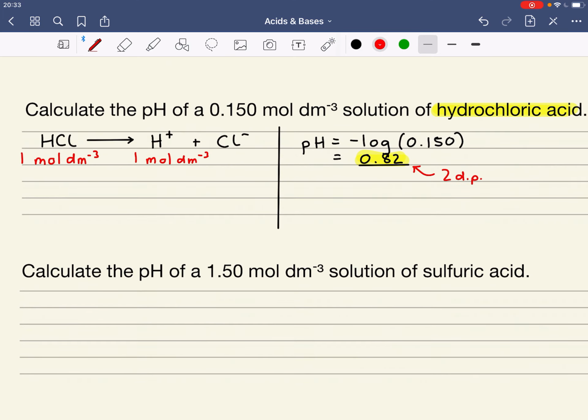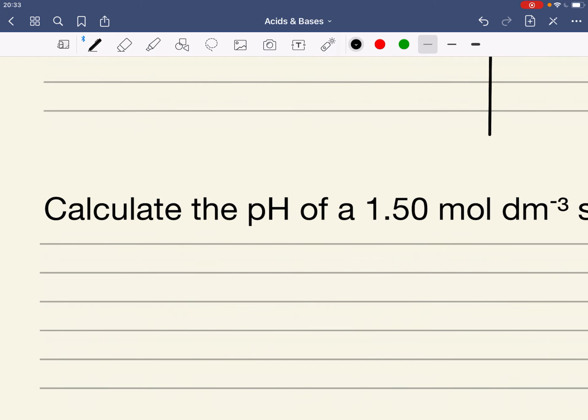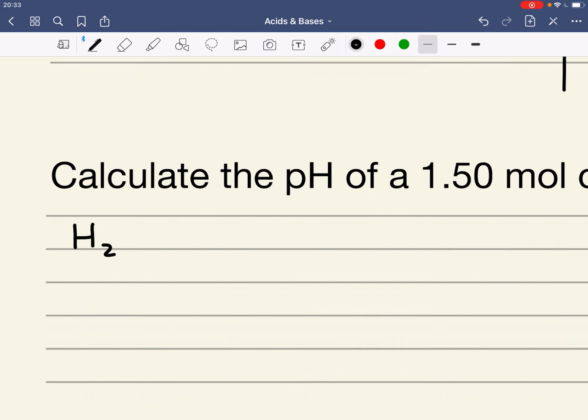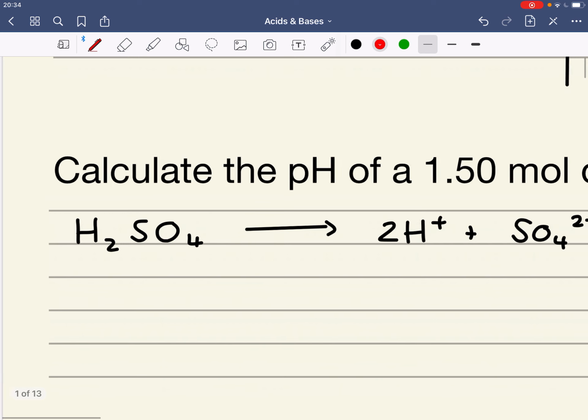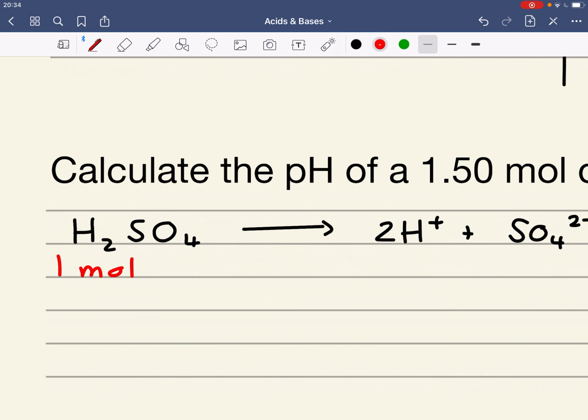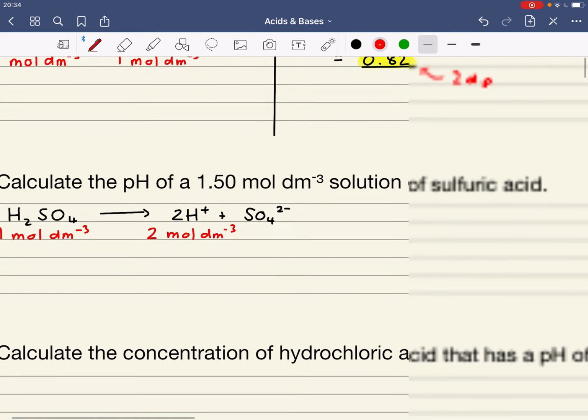Okay, we're now being asked to work out the pH of a 1.5 mole per decimetre solution of sulfuric acid. Now, sulfuric acid is a diprotic acid. That means it's got 2 hydrogen ions which can dissociate. And they fully dissociate, being a strong acid, to 2H plus and SO4 2 minus. What that tells me then is if I've got 1 mole per decimetre of sulfuric acid, I will actually form 2 moles per decimetre of hydrogen ions.